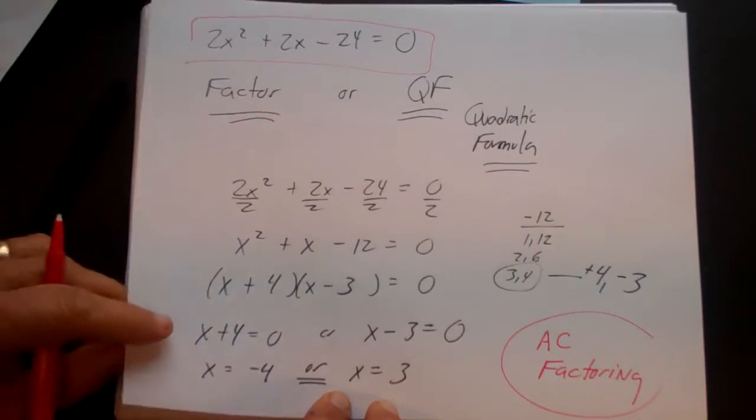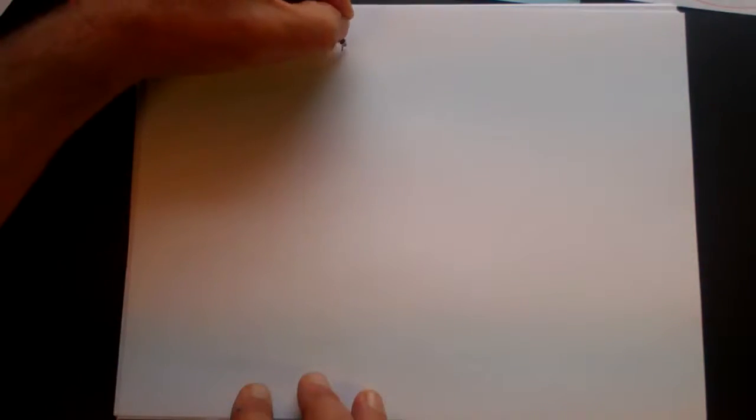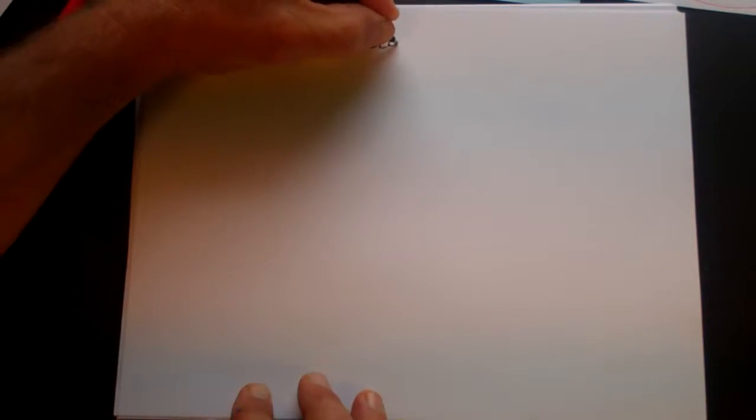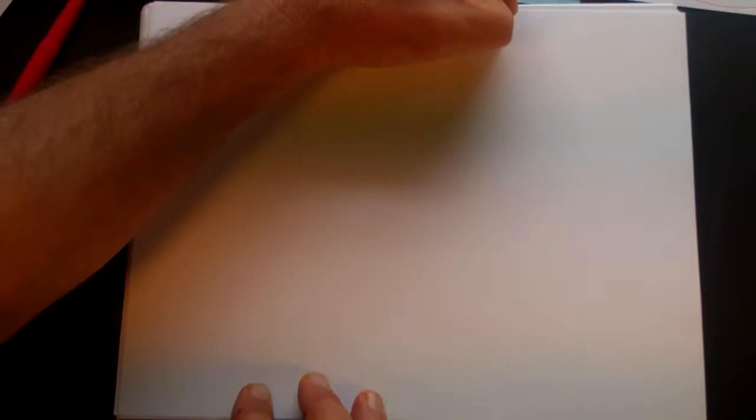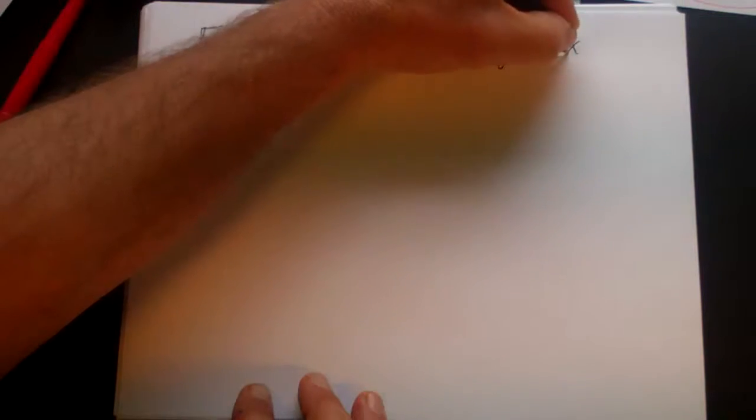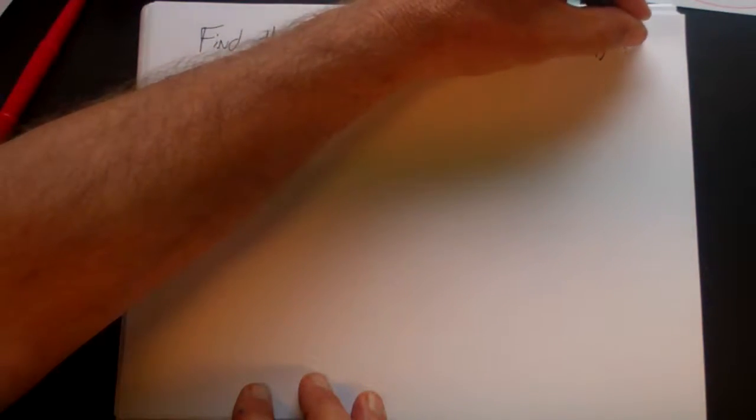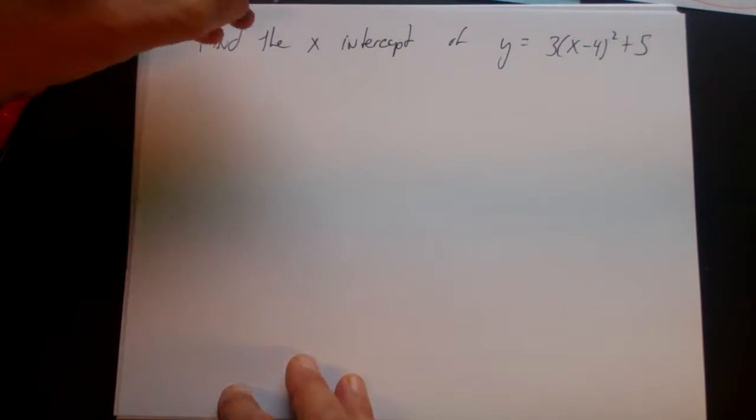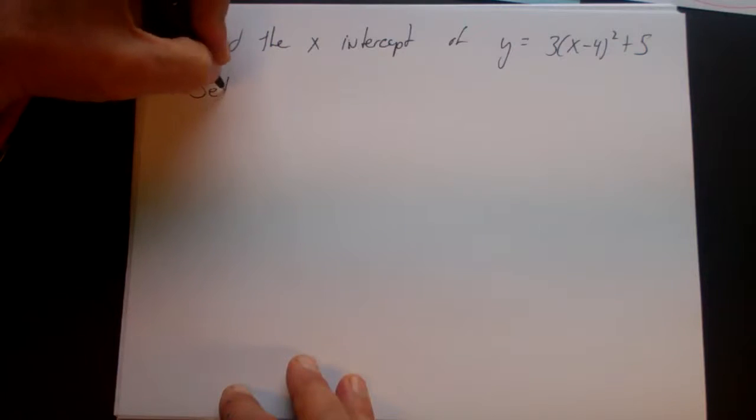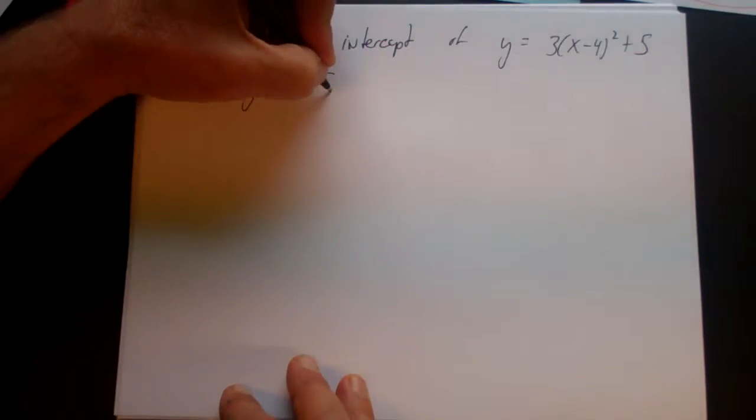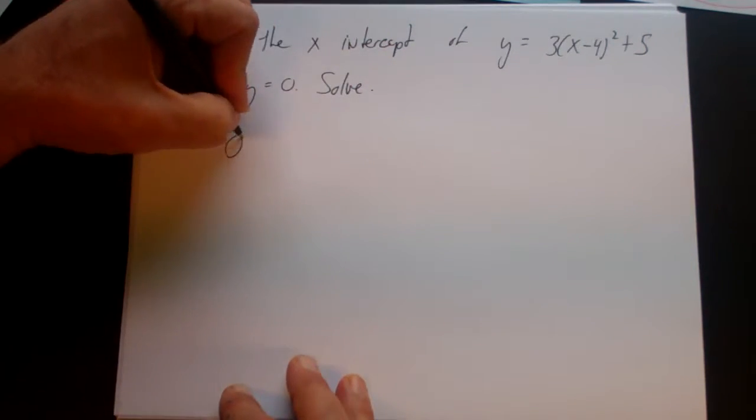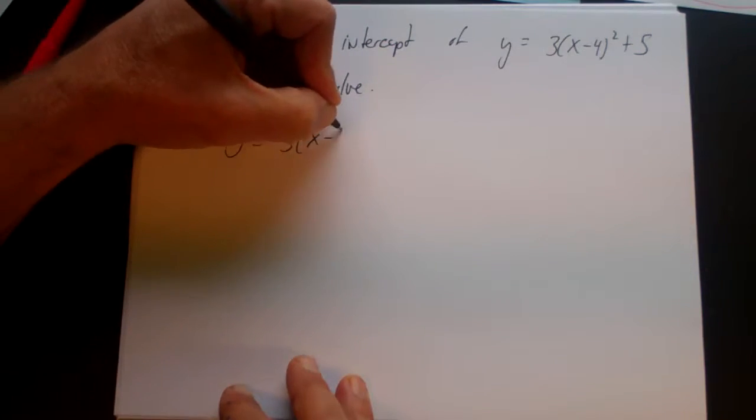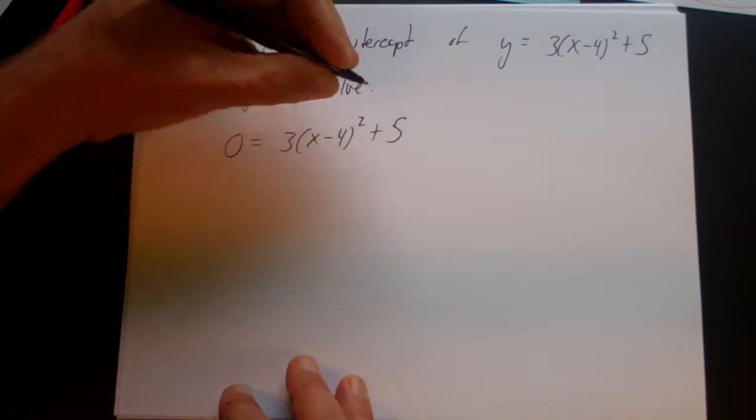Let's do another quick example. Let's say you want to find the x-intercept of y is equal to 3 times (x minus 4) squared plus 5. Written in vertex form is the only real difference here. So remember, to find the x-intercept, you set y equals 0, and then you solve. Just 2 steps. So you get 0 is equal to 3 times (x minus 4) squared plus 5.